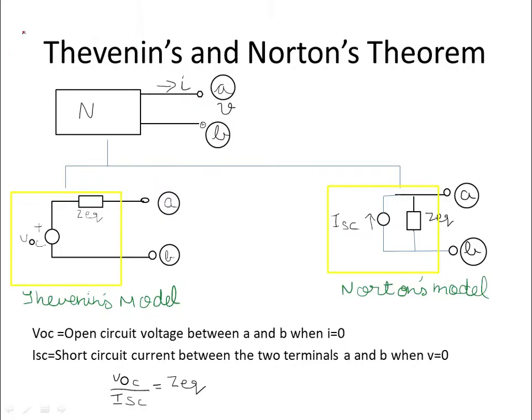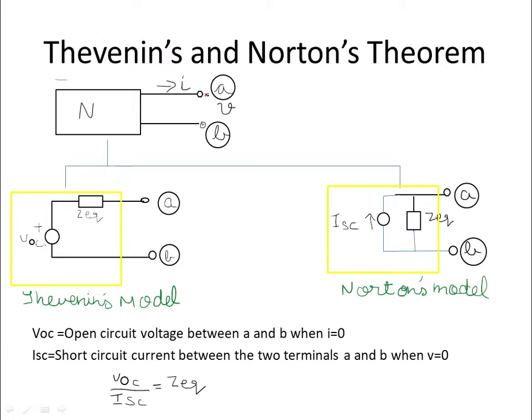See, in network theorems we have three most important theorems. One was the superposition theorem, which you have seen. Second is the Thevenin and Norton theorem, which is very, very important. And third is maximum power transfer. We'll see that later. So let's start with the Thevenin and Norton theorem.